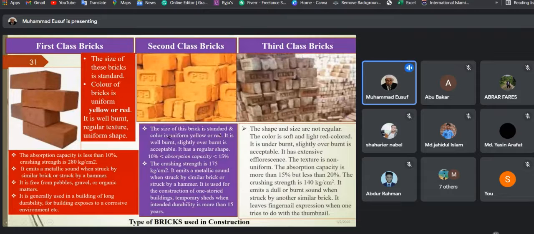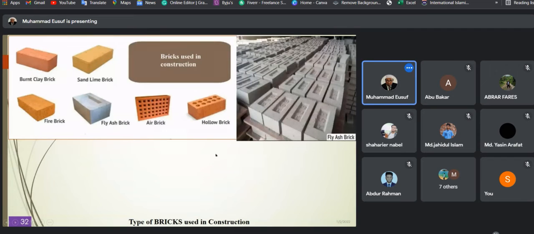Okay, and then there are other types of bricks in construction, and by using fly ash we can also manufacture brick. Okay, we already explained fly ash in our last class. How can we get the fly ash? Ash in Bangla is chai.